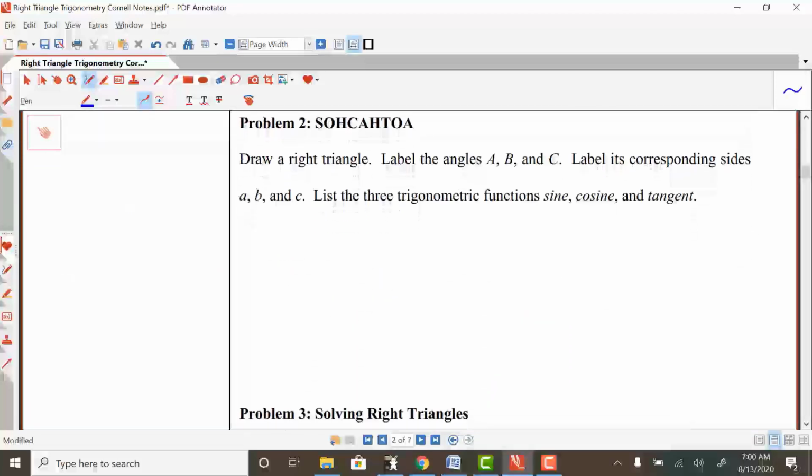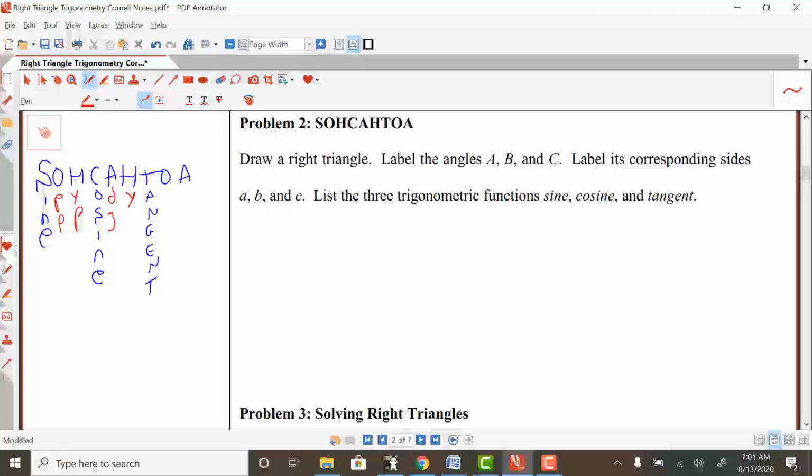So let's give some names to these ratios. There's this term SOHCAHTOA. The S stands for sine, the C stands for cosine, the T stands for tangent. Sine is going to be opposite over hypotenuse. Its cosine is going to be adjacent over hypotenuse. Tangent is going to be opposite over adjacent.